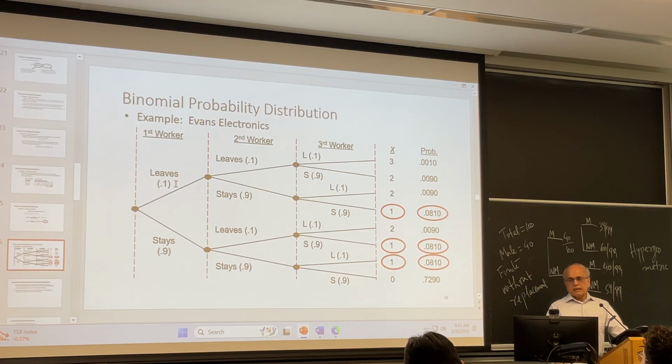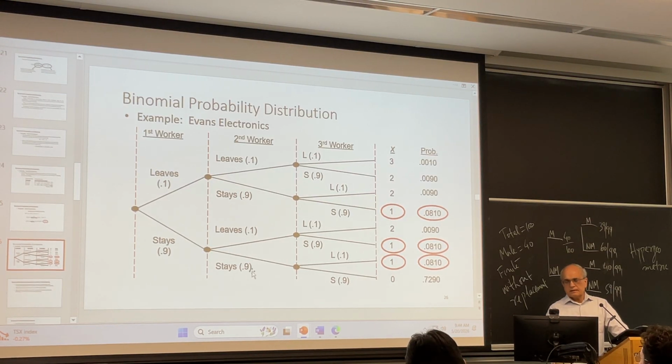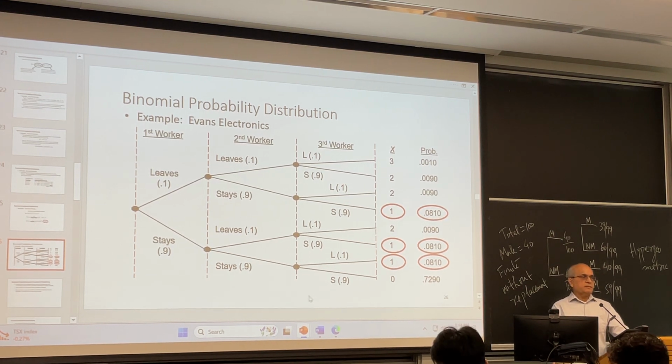Now over here, leave the company, do not leave the company. Here, 2 employees out of 3 are leaving: leave, stay, leave. Here also, 2 employees are leaving. Leave, stay, stay: here 1 employee is leaving. Stay, leave: here 2 employees are leaving. Stay, leave, stay: here 1 employee is leaving. Stay, and leave: 1 employee is leaving. Stay, stay, stay: 0 employees leaving.